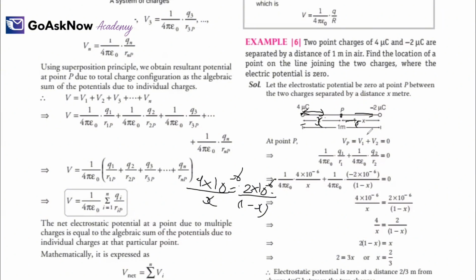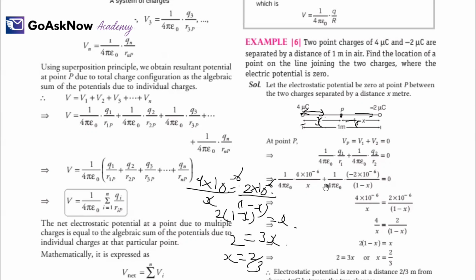So after moving it to this side, minus 2 will come plus. After solving this expression, you will get 2 into (1 minus x) equal to x. So 2 is equal to 3x, and x is equal to 2 by 3. So electrostatic potential is 0 at a distance 2 by 3 from the 4 microcoulomb charge.